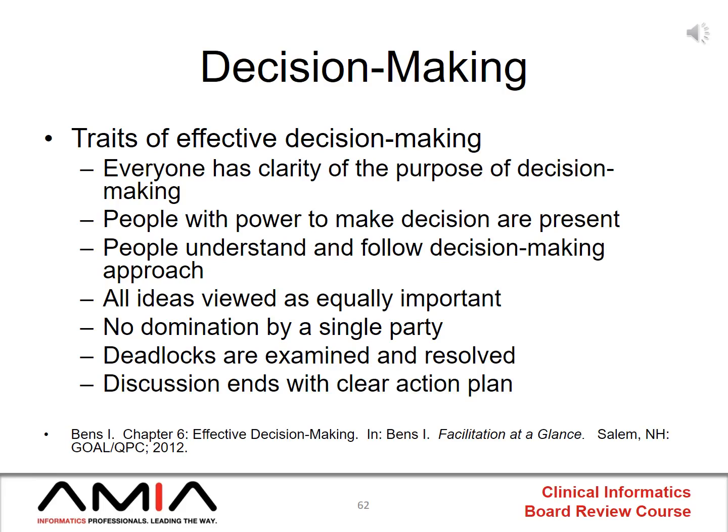In addition, people must understand and follow the decision making approach or the rules associated with decision making, and all ideas, when they're viewed as equally important, can help ensure that you're not missing critical information that might influence a decision. It's important to prevent domination by a single party, and any deadlocks in decision-making should be examined and resolved. At the end of the decision-making process, there should be a clear decision and a clear action plan.